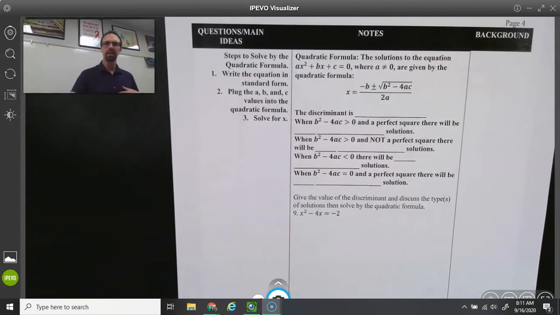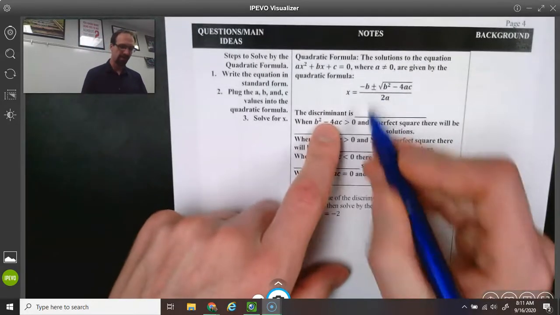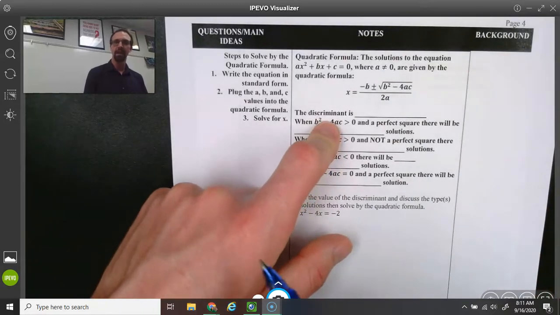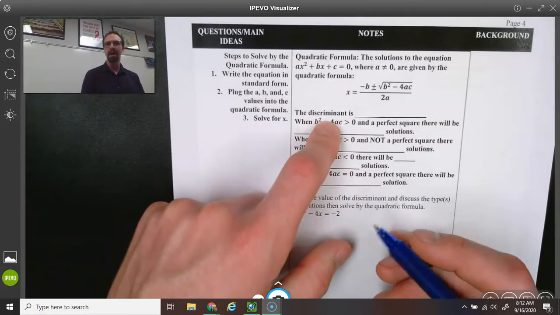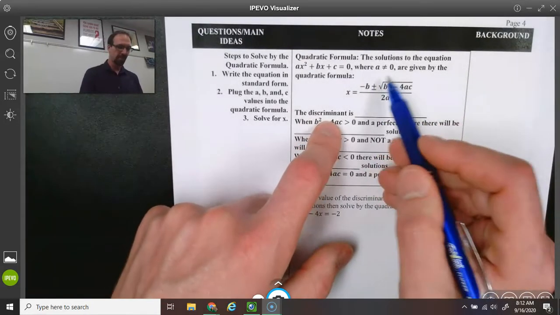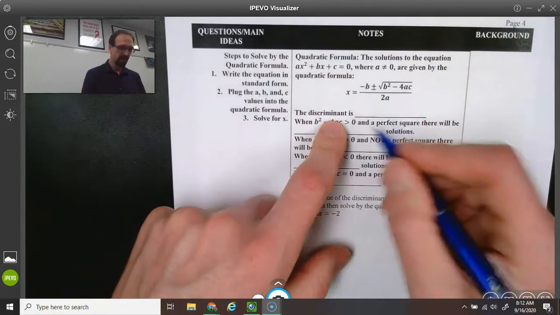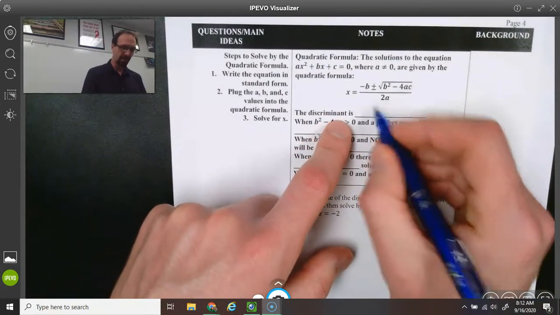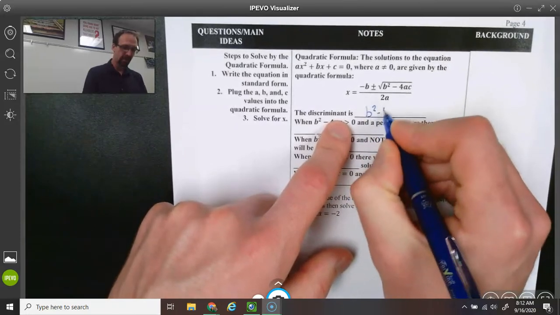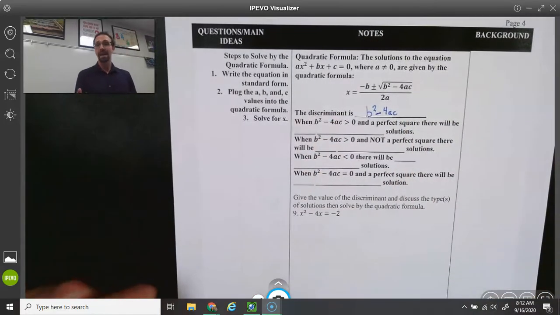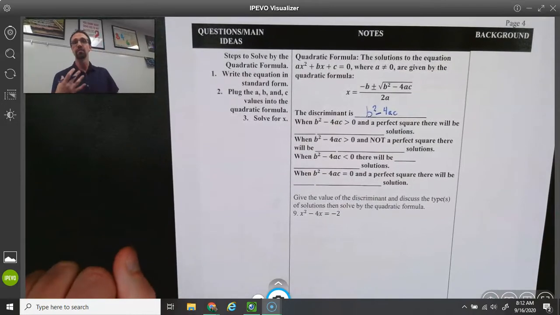One of the things that we can do is find the types of solutions that we're going to have. The reason we're able to do that is because we have this value underneath the radical. If you think about when you have a negative or a positive in the radical, it does different things. And if you have the square root of 0 underneath the radical, then that also gives you certain things. So this part that's underneath the radical is called the discriminant.